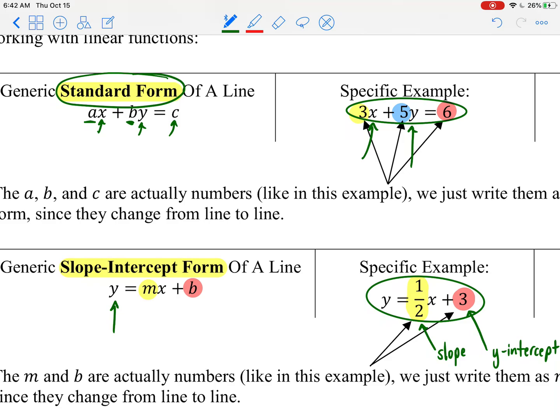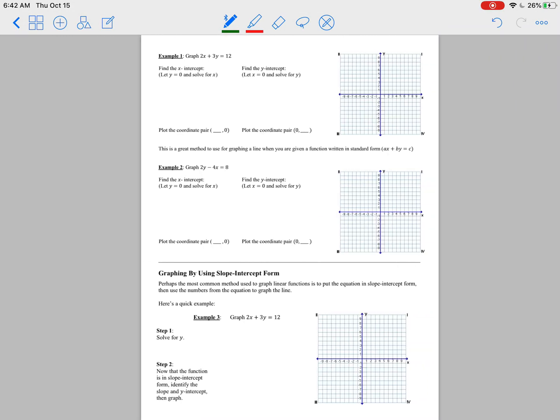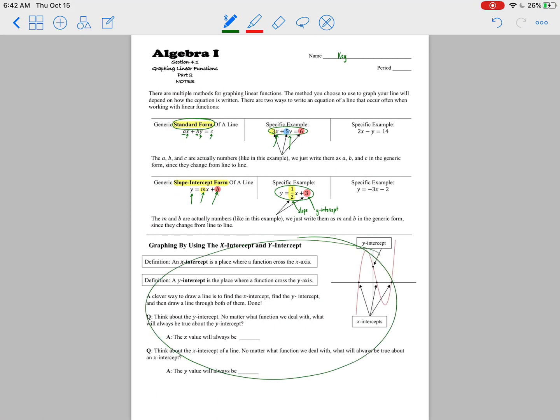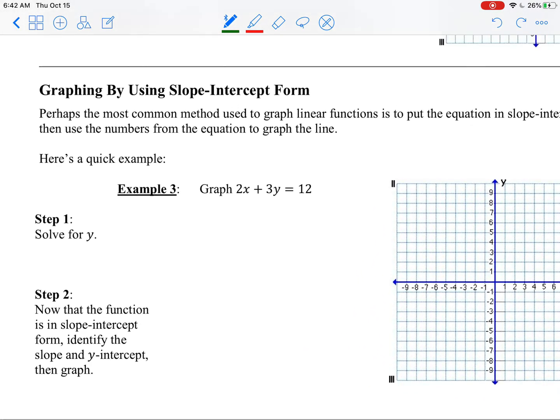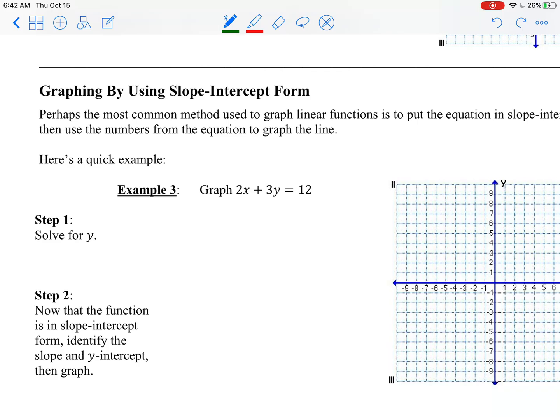Standard form is where you have the x's plus the y's, and that's equal to a number. And slope-intercept form is where you have the slope times x plus a number, and that's all equal to y. You get y by itself. So we're going to skip over this part right here, so we're not going to look at that. And we're going to skip over this part. I do want you to come down here, though, to graphing by using slope-intercept form. It's on the second page of the notes there.